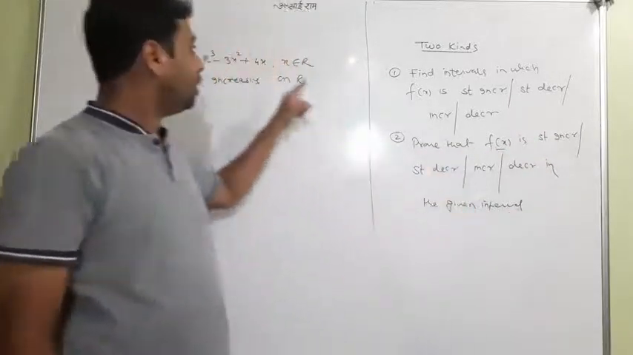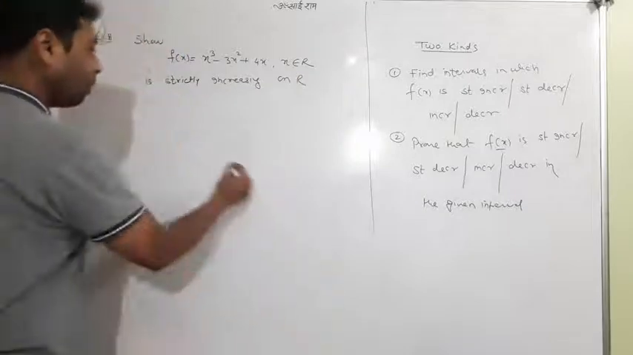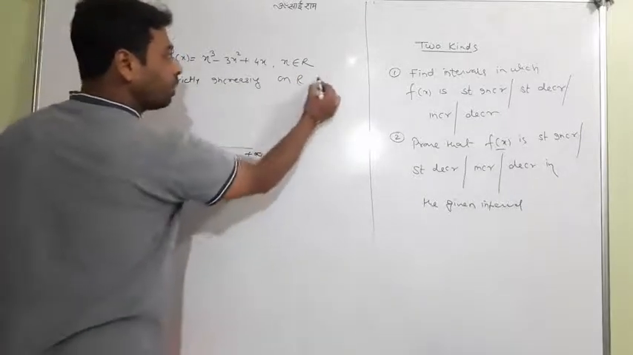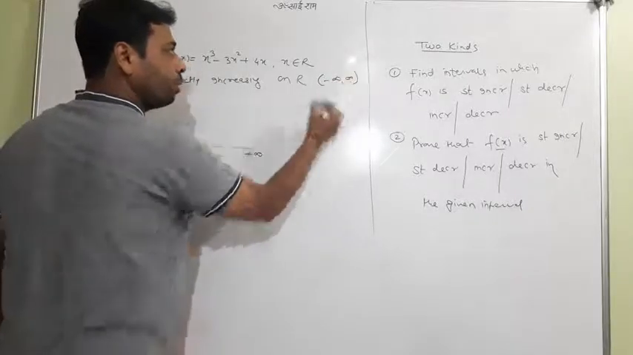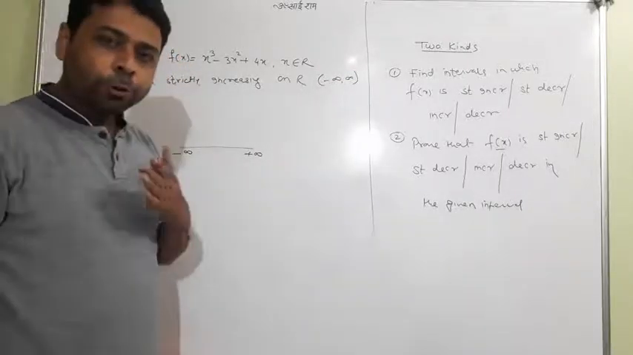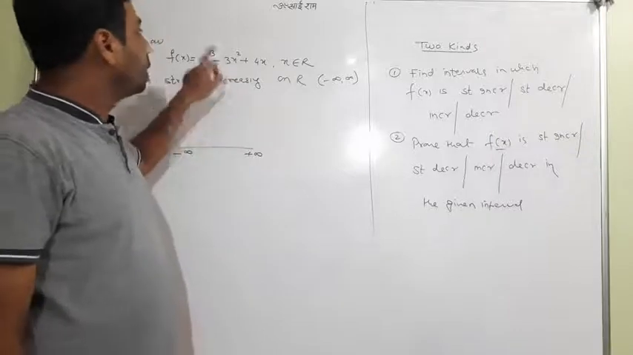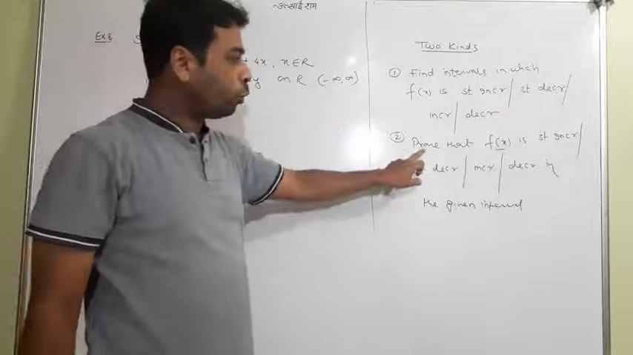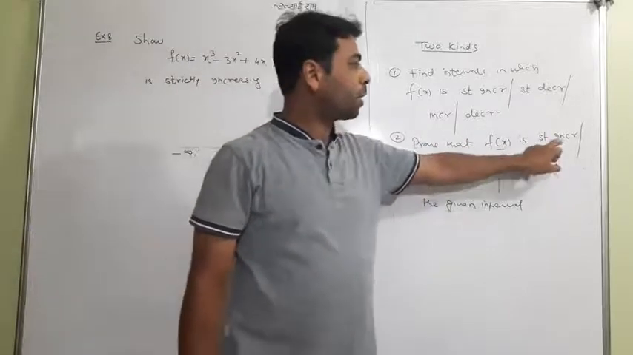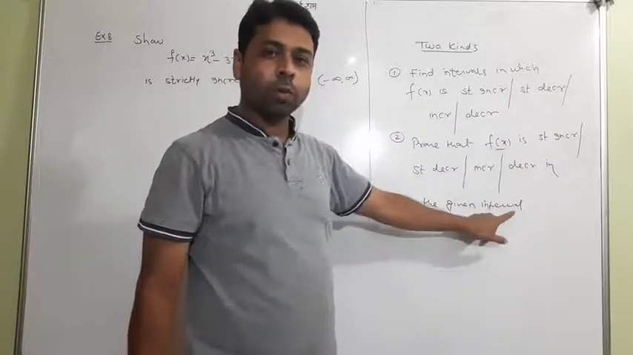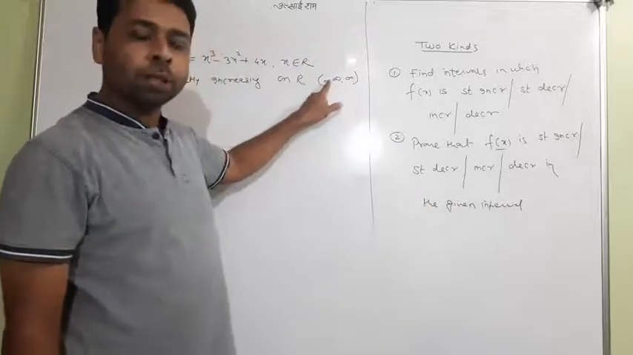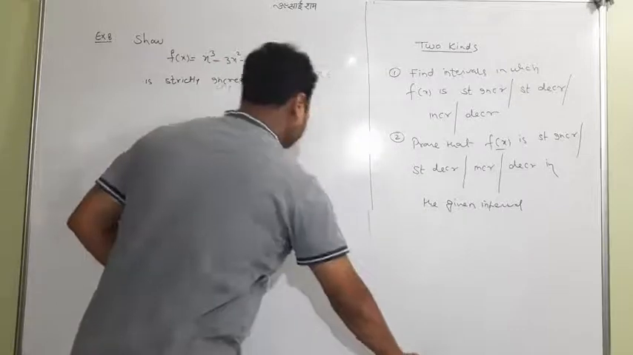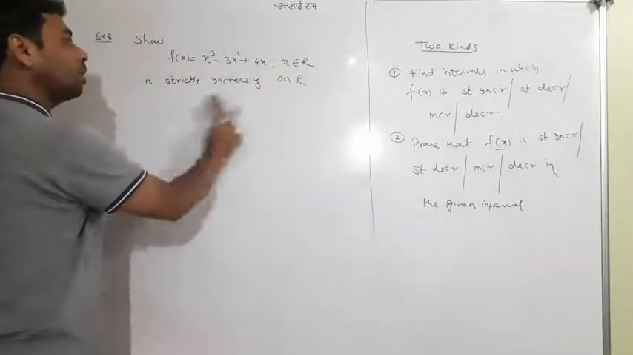So what is the interval here? Set of real numbers. Set of real numbers meaning minus infinity to plus infinity. So you have to show that your function is strictly increasing on this interval. What is the given interval? Minus infinity to infinity, which is also called the set of real numbers. So we have to show that the function is strictly increasing in this.